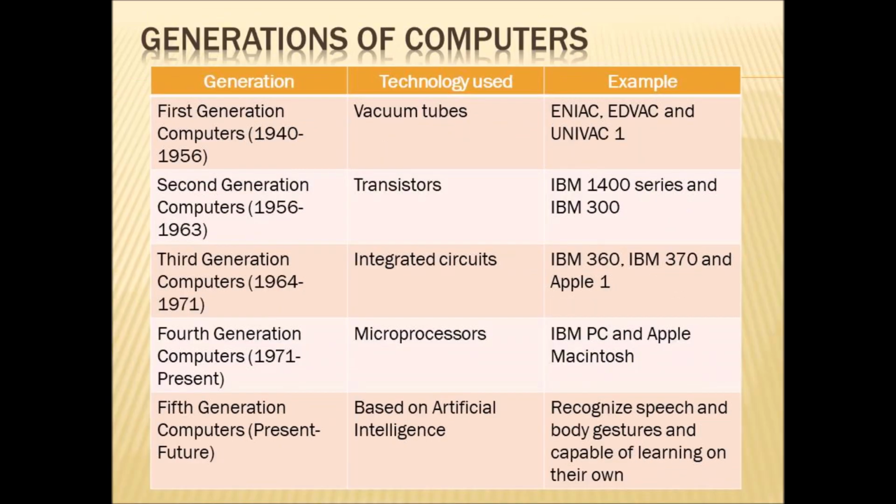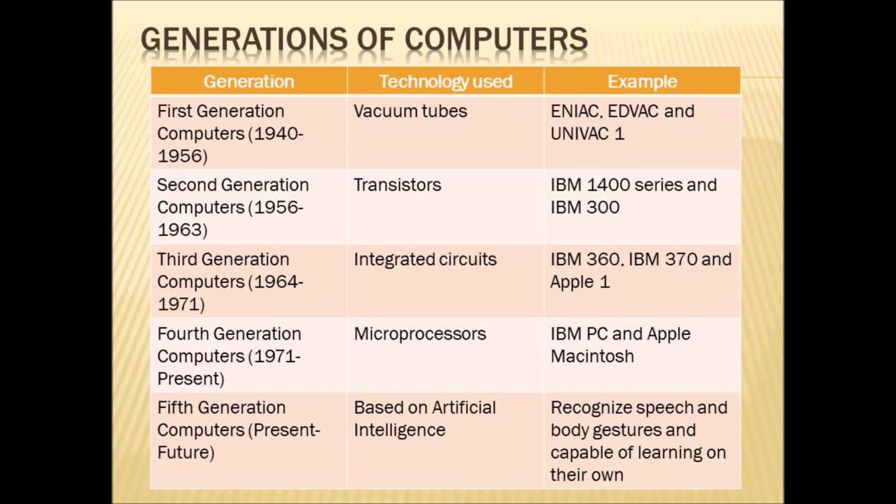The next topic is generations of computers. We are going to see different machines that are used in different generations and the technology used in those machines. First, we will see first generation computers. They were used from 1940 to 1956. The technology used in those first generation computers is vacuum tubes. The examples are ENIAC, EDVAC and UNIVAC 1.